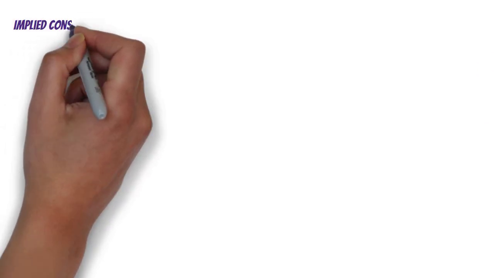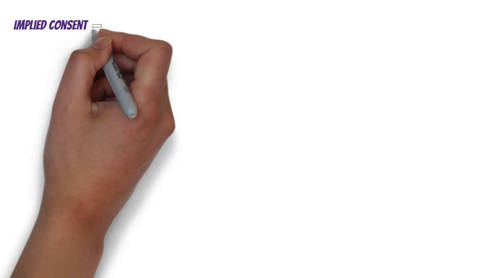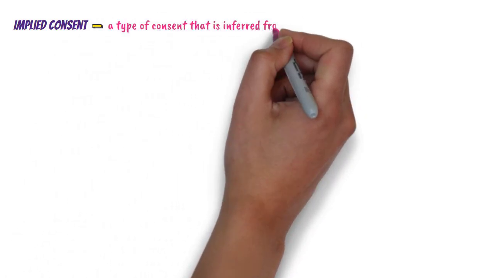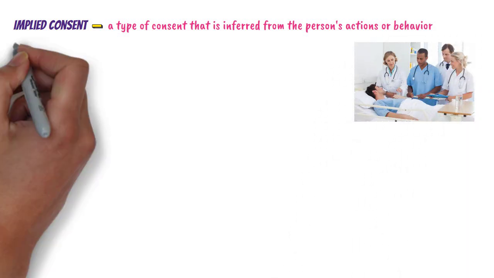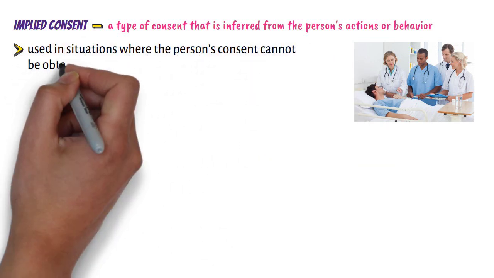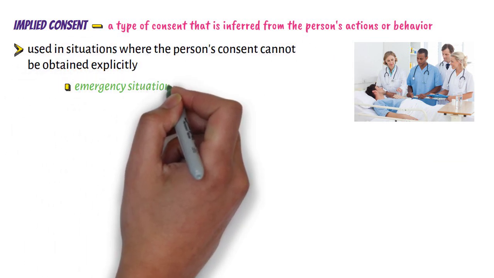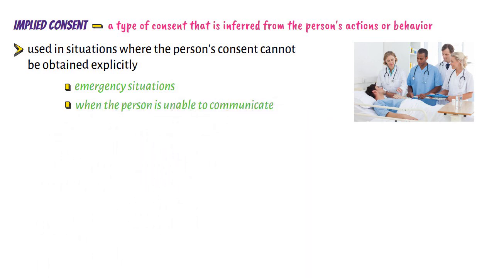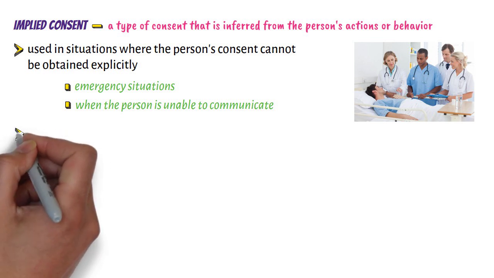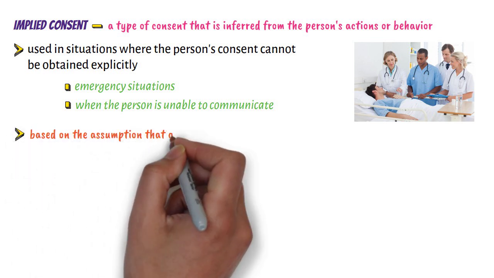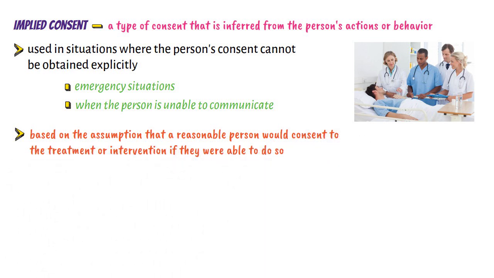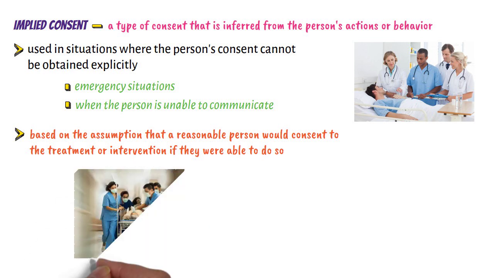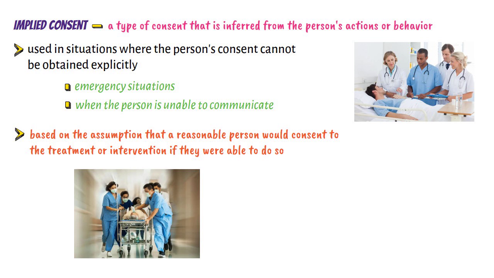Third, implied consent. Implied consent is a type of consent that is inferred from the person's actions or behavior. It is used in situations where the person's consent cannot be obtained explicitly, such as emergency situations, or when the person is unable to communicate. Implied consent is based on the assumption that a reasonable person would consent to the treatment or intervention if they were able to do so. For example, if a person is unconscious and requires emergency surgery to save their life, their consent is implied.